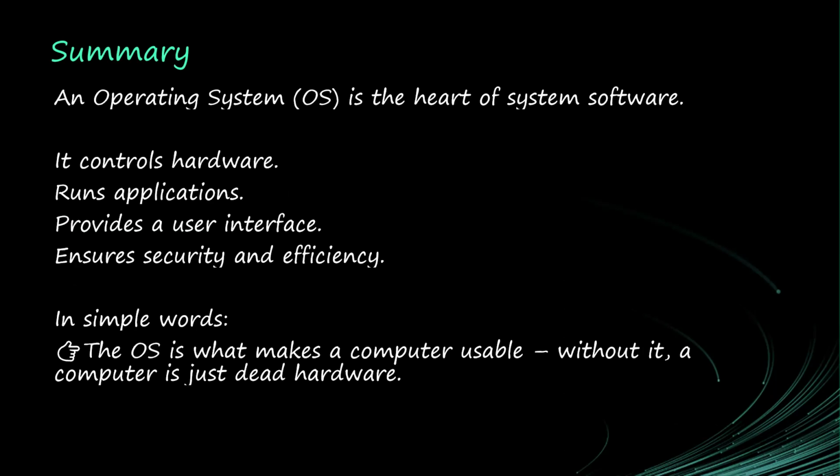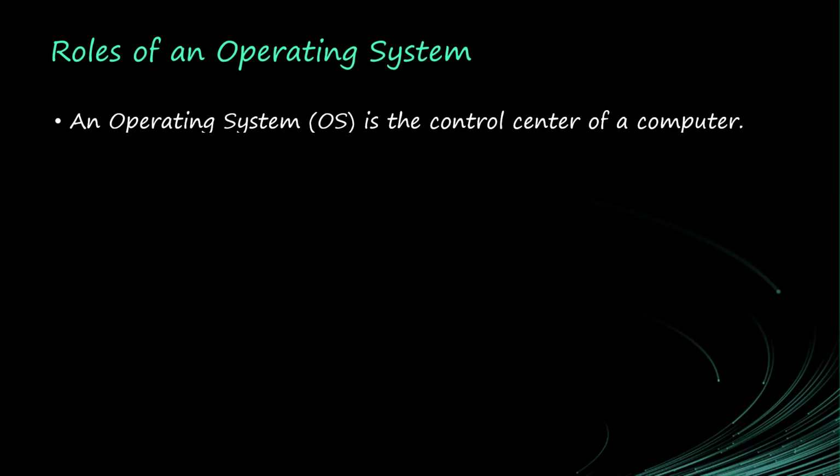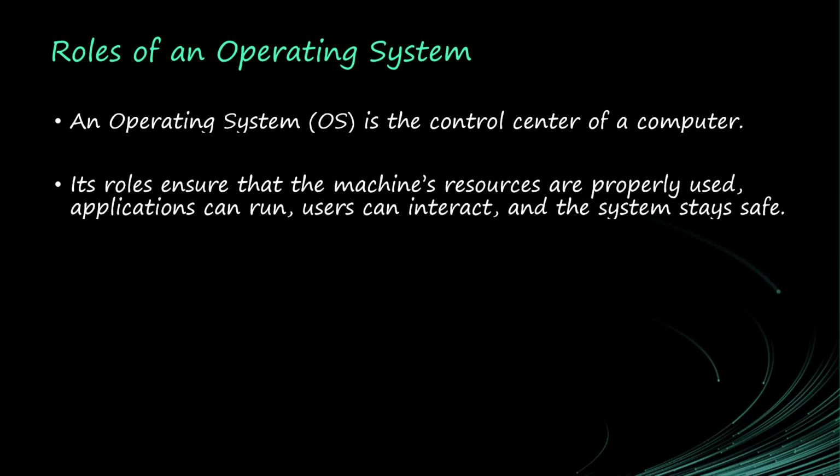So, the roles of the operating system. The operating system is the control center of a computer. Its roles ensure that the machine's resources are properly used, applications can run, users can interact, and the system stays safe.